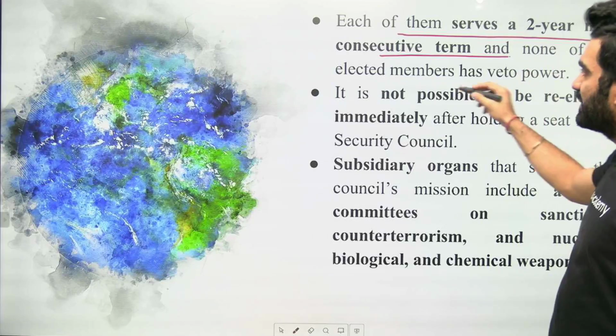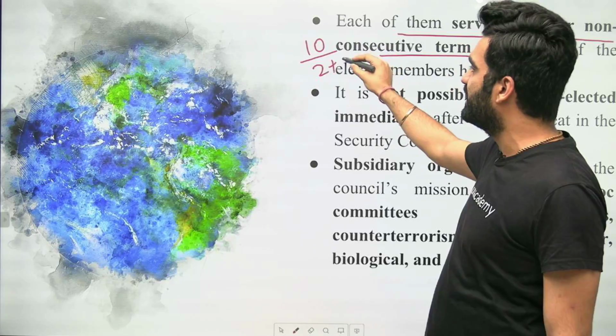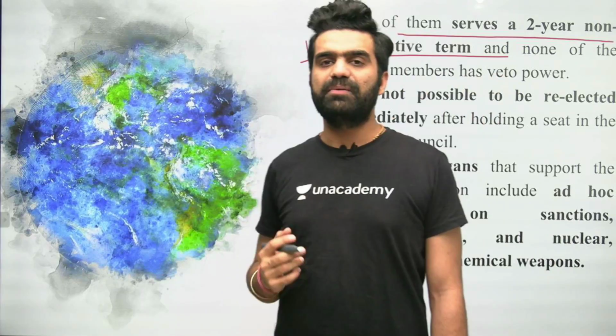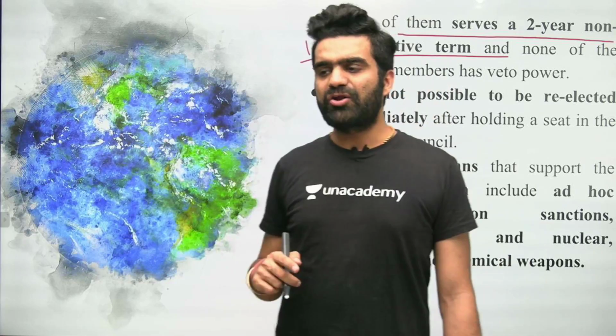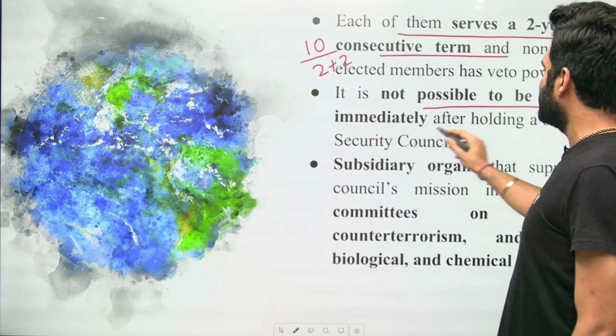That means each of the 10 non-permanent members would serve a term of 2 years and they cannot be re-elected again consecutively for another 2 years. There has to be a gap. If India gets elected as one of the non-permanent members of the United Nations Security Council for 2 years, let's say 2017 to 19, then India cannot contest again for 19 to 21. There has to be a gap, right? So it is not possible to be re-elected immediately after holding a seat in the Security Council.